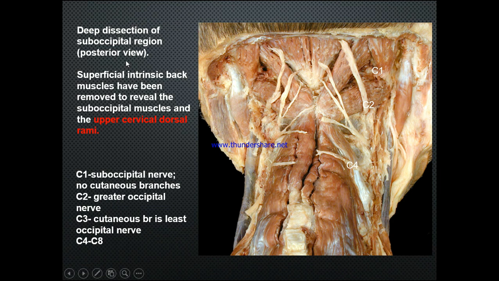So just here in this dissection we can see a deep dissection of the suboccipital region, and some of the superficial intrinsic back muscles have been removed to reveal the suboccipital muscles and the upper cervical dorsal rami. So we can just see how these upper cervical dorsal rami are coming up right to the back, for the suboccipital nerve. This doesn't have any cutaneous branches. The C2, the greater occipital nerve, and C3 is just C3, C4 and C8, as we can see, down to C4 here, in the posterior triangle.